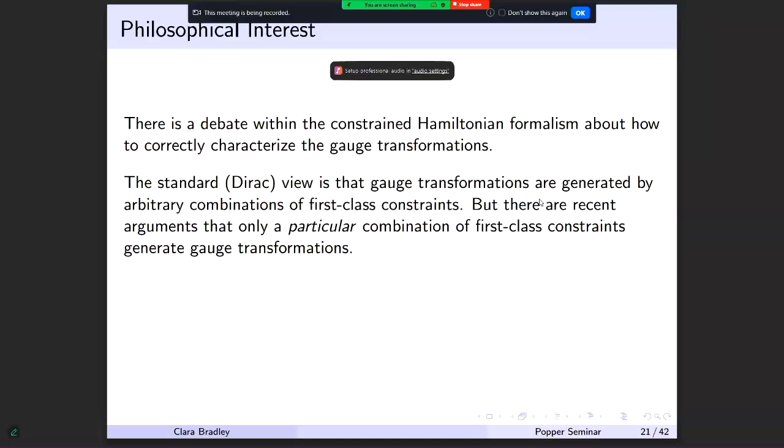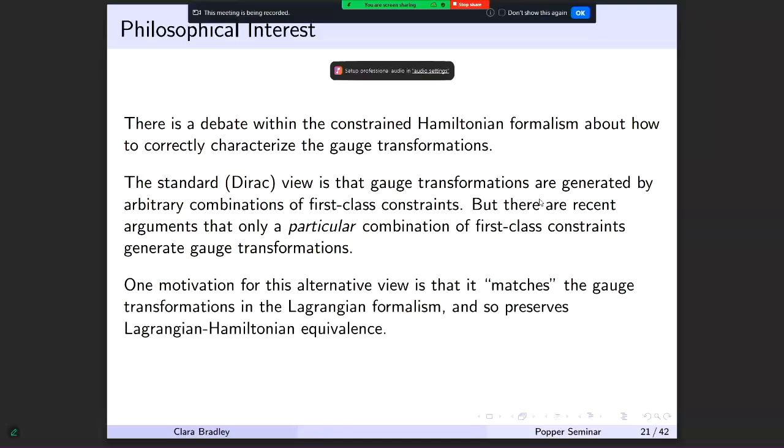But there are some recent arguments in the philosophical literature, particularly by the philosopher Brian Pitts, that this Dirac view is just wrong. Why this is interesting is that one of his arguments is that only the alternative view that he provides matches the symmetries in the Lagrangian framework, and so it's the only view that preserves the equivalence between these formalisms. The Dirac view somehow breaks the equivalence between these two formalisms. And yet one doesn't find a clear account in this literature of what this equivalence actually amounts to. So part of the task here is to try and resolve some of those issues by thinking more carefully about how we can understand this relationship.